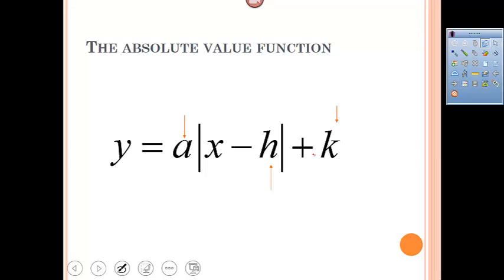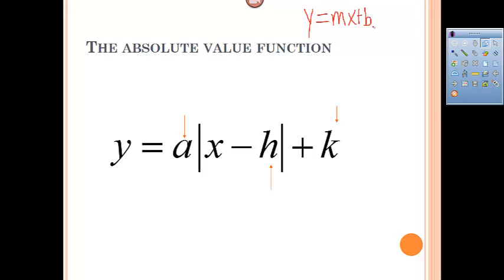more depth with this. First thing you need to know about absolute value function, remember we know the functions very well, y equals mx plus b. That's your equation of your line. It has the slope and has the y-intercept. Absolute value function has certain properties as well.